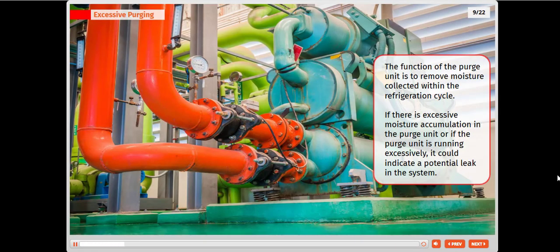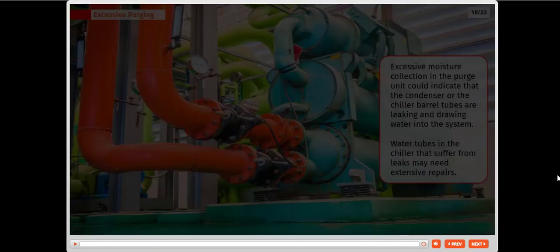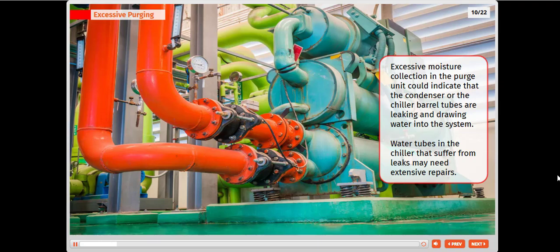The function of the purge unit is to remove moisture collected within the refrigeration cycle. If there is excessive moisture accumulation in the purge unit or if the purge unit is running excessively, it could indicate a potential leak in the system. Excessive moisture collection in the purge unit could indicate that the condenser or the chiller barrel tubes are leaking and drawing water into the system. Water tubes in the chiller that suffer from leaks may need extensive repairs.